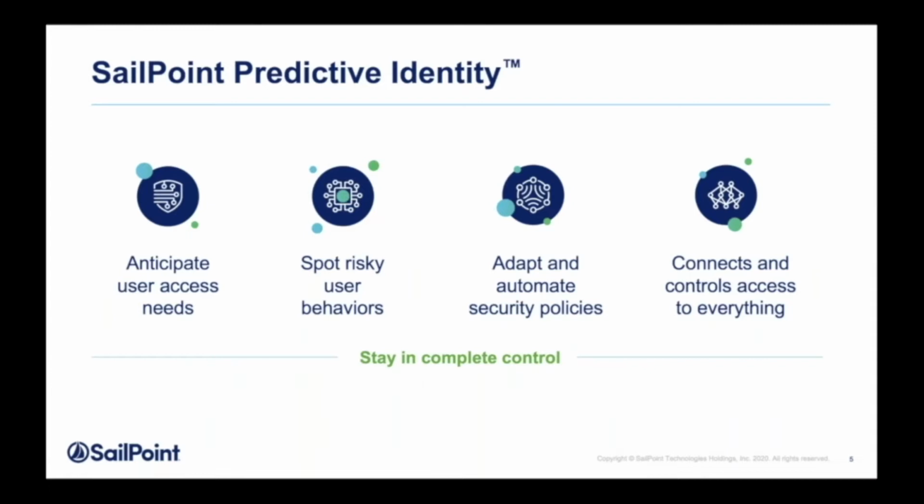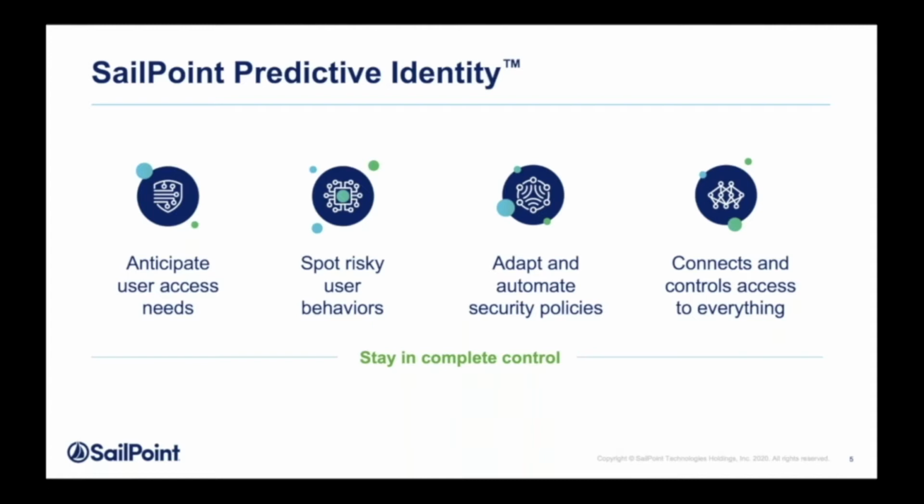SailPoint Predictive Identity enables enterprise organizations of all sizes to anticipate user access needs, spot risky user behaviors, achieve continuous compliance, and adapt and automate security policies. This is the next generation of identity driven by the power of artificial intelligence. It enables identity to be autonomous while you stay in complete control.